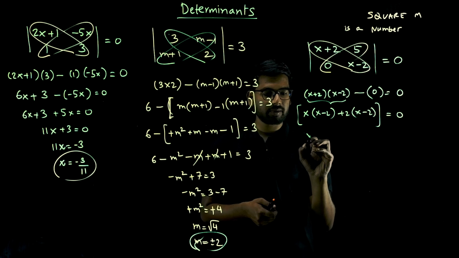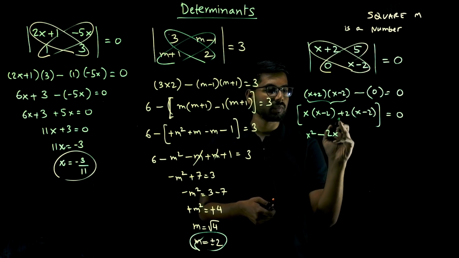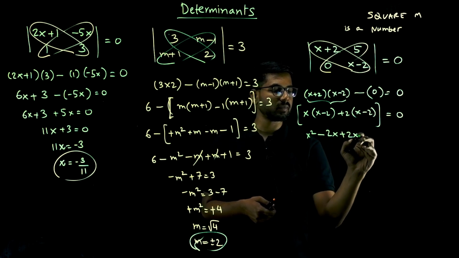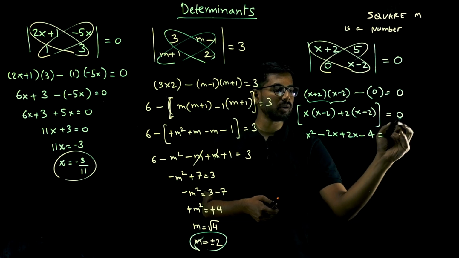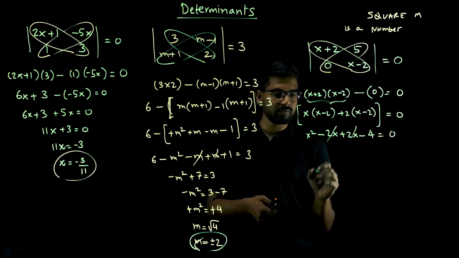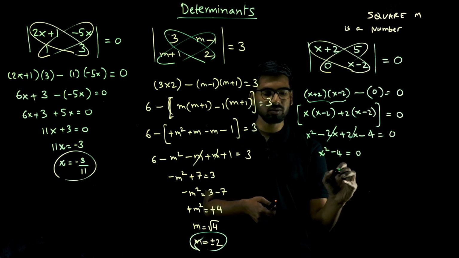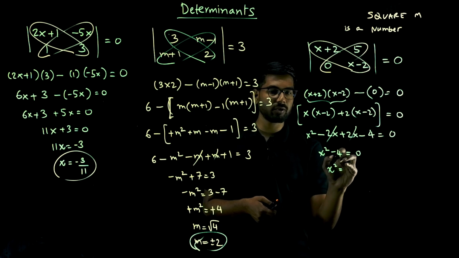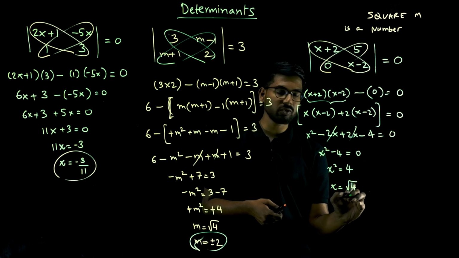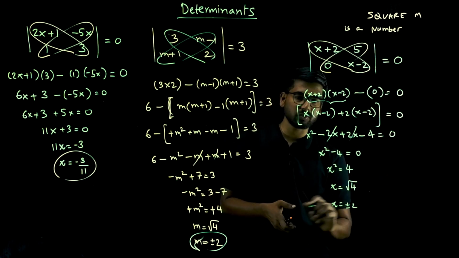So x into x, x square, plus into minus minus, x into 2 is 2x, plus into plus plus, 2 into x 2x, plus into minus minus, 2 into 2 is 4 is equal to 0. Plus 2x minus 2x cancel ಆಗುತ್ತೆ, x square minus 4 is equal to 0, x square is equal to minus 4 ಇರೋದು ಆ ಕಡೆ ಹೋದರೆ plus 4 ಆಗುತ್ತೆ, x square is equal to 4 ಆದರೆ ಏನಾಗುತ್ತೆ x is equal to square root of 4, x is equal to plus or minus 2. Same answer as this.